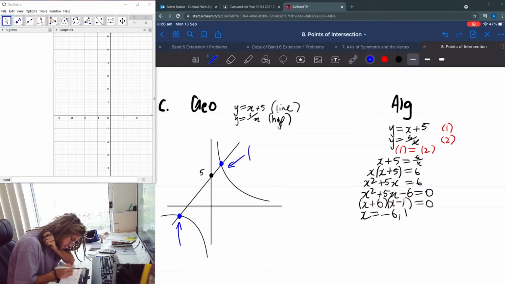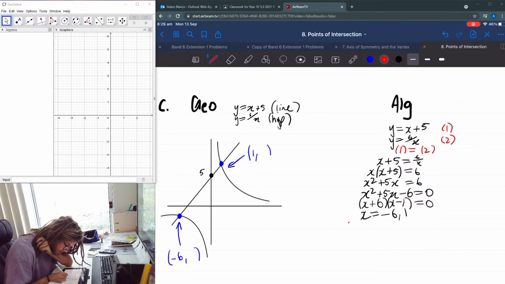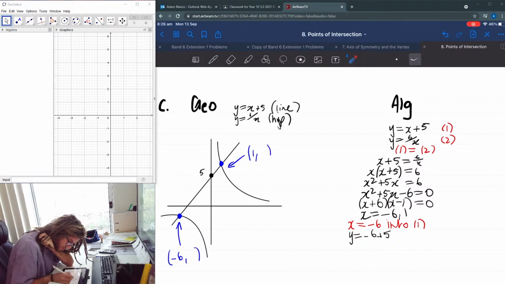Okay, so that means this is 1. And that must be the minus 6 one. Yeah, so just checking whether these make sense. So then x equals minus 6. It's probably easier to put that in, no, it doesn't really matter, does it? Let's just put it into 1. So then y equals minus 6 plus 5. You don't know what I'm doing here, I'm just substituting x for this. So then that's minus 1.